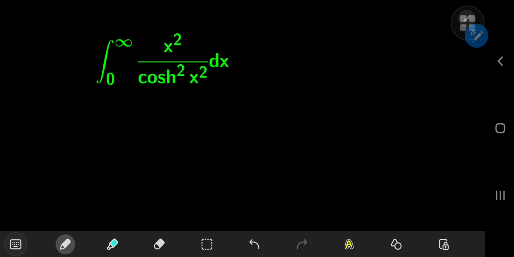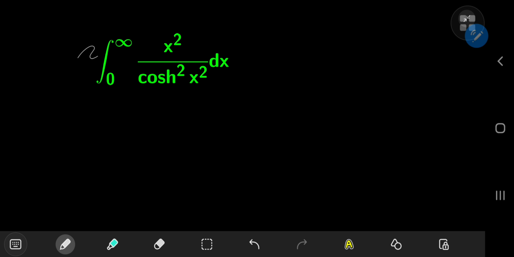Hello there. Today we have this wild hyperbolic integral on the channel, and it's the integral from 0 to infinity of x squared divided by the square of the hyperbolic cosine of x squared. So yeah, that's a pretty fascinating structure, and a substitution comes to mind immediately.